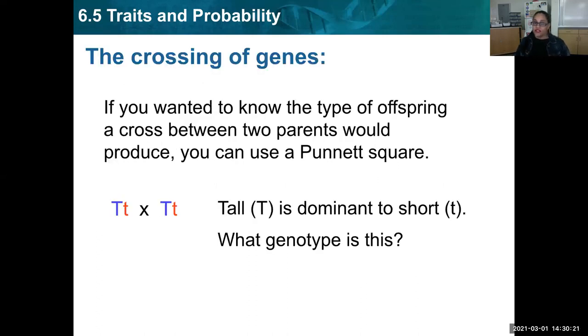The crossing of genes. If you want to know the type of offspring a cross between two parents would produce or would potentially produce, this is when we use a Punnett square. So we take genotypes from two different parents. For our example, we're going to use T's and we're going to talk about height. So tall is dominant to short.